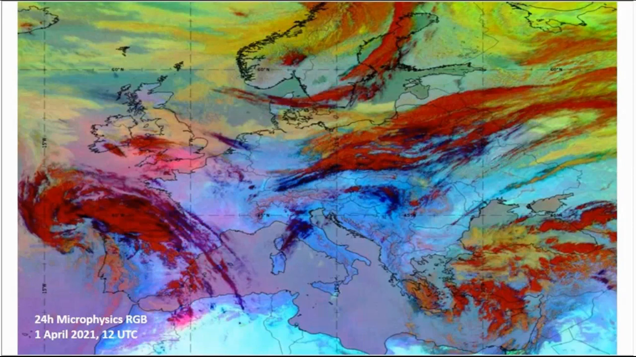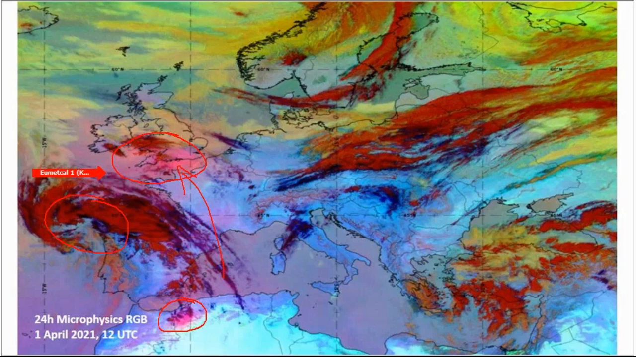And here in this 24-hour microphysics, we can see that this dust outbreak at those days came from the Sahara, over France, over Great Britain and Ireland, possibly due to this cyclone, but also possibly because of some cyclones before. We also see one dust outbreak here in Morocco and Algeria.